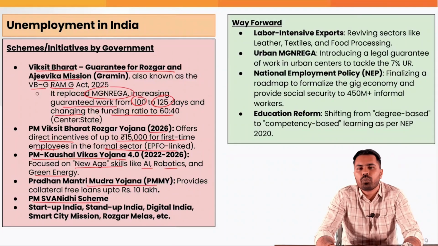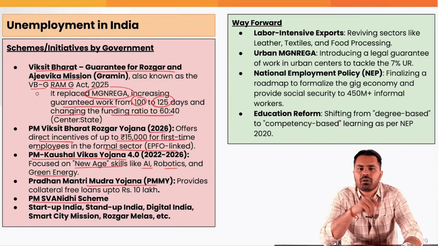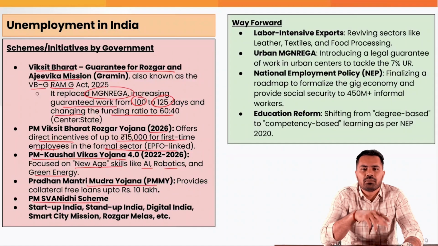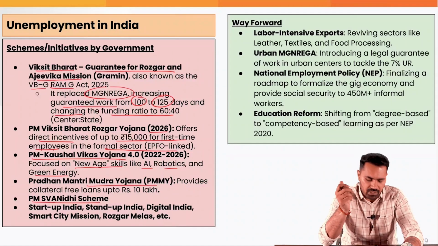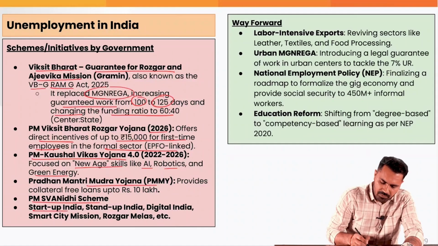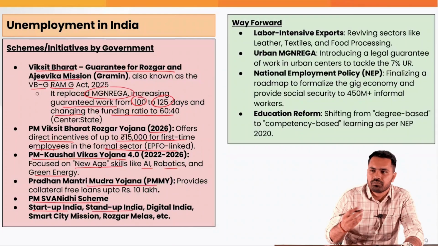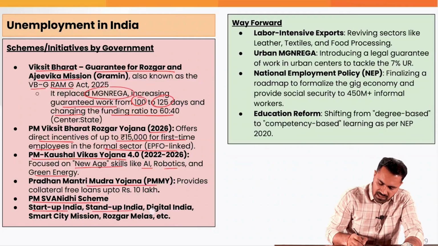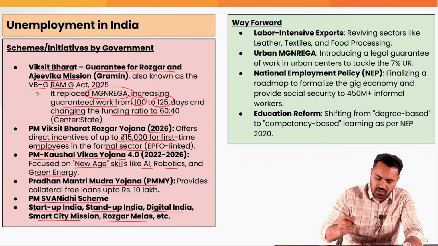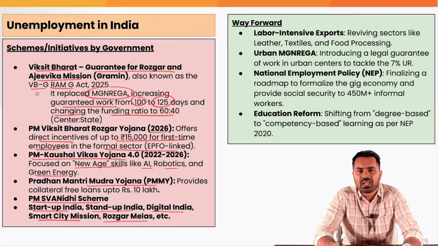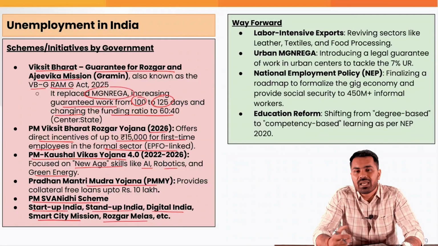It was started during COVID times where street vendors were given some amount to sustain their business, which can be later repaid, and interest subvention can be done. Then other schemes like Startup India, Stand Up India for the backward sections of society, then Digital India, Smart City Mission, and Rozgar Melas are organized for people to get employment. Apart from this, a lot of other schemes are also being run by the government where they focus on employment generation. What more has to be done?